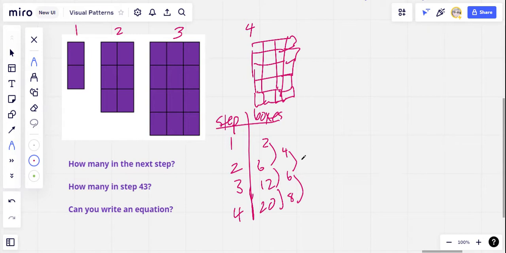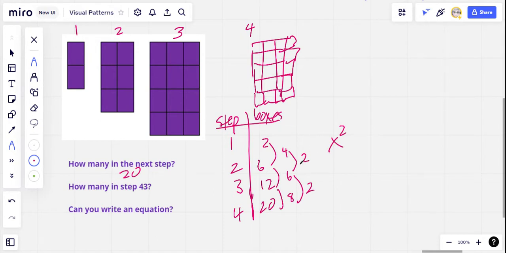So 6 minus 4 is 2, 8 minus 6 is 2. Aha, now we're getting a constant number. So when you get that constant number in the second set of differences, the difference of the differences, you know there's an x squared going on. Okay, so what have we done so far? We've predicted how many in step 4, that's 20. And we know there's an x squared going on here somewhere.